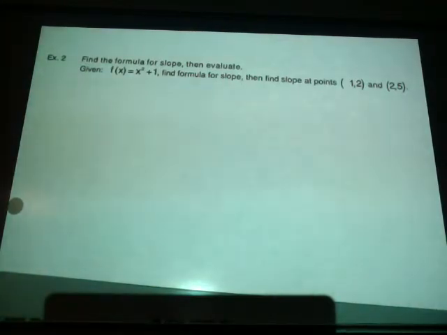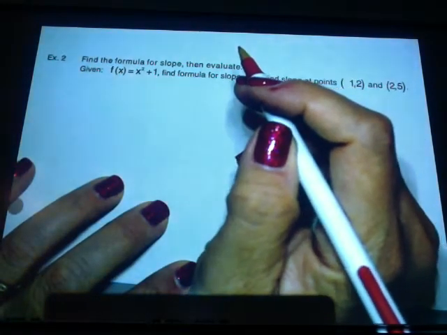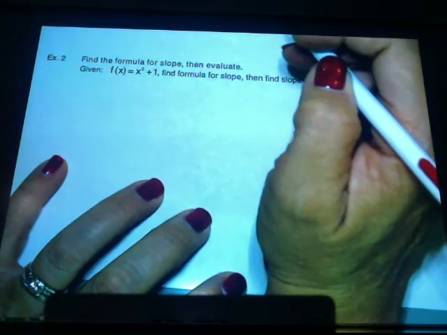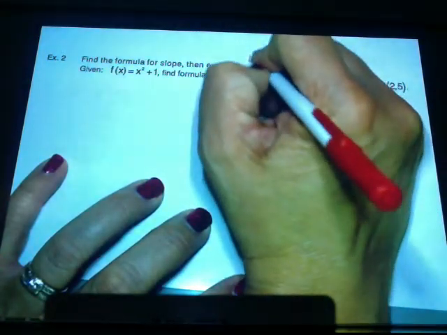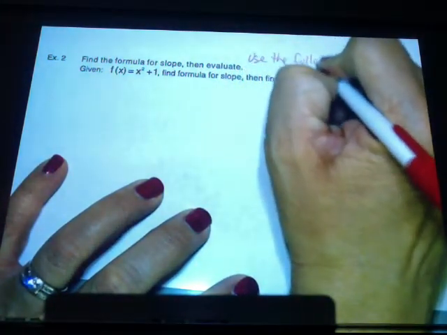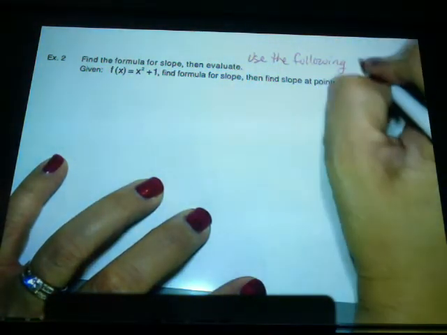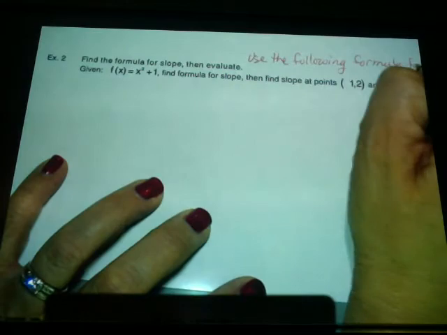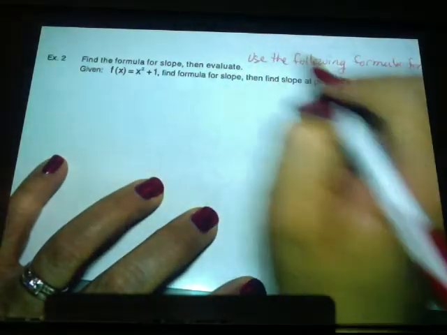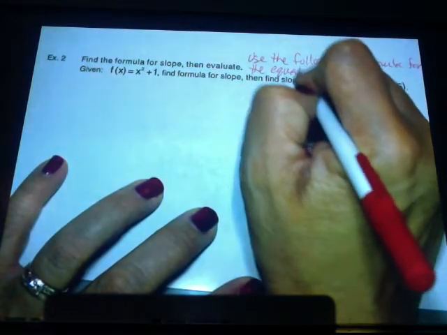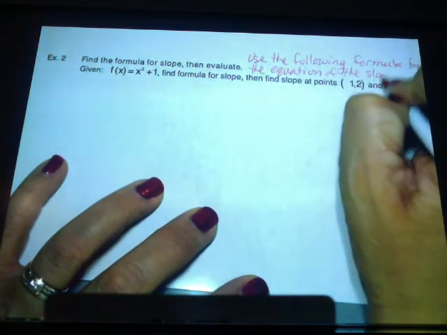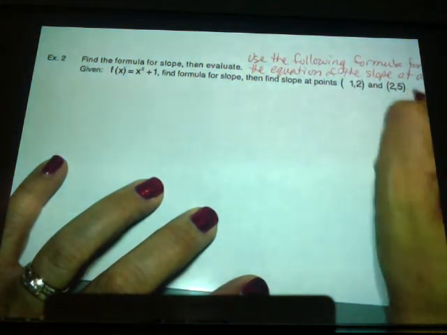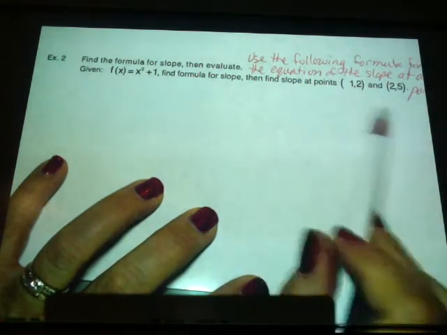So we're going to use the difference quotient for this. Remember how much we've been practicing that lately, how much you love it? So use the following. I want you to write yourself lots of notes today. Use the following formula for the equation of the slope at any point. And so these are just 2 of the points.